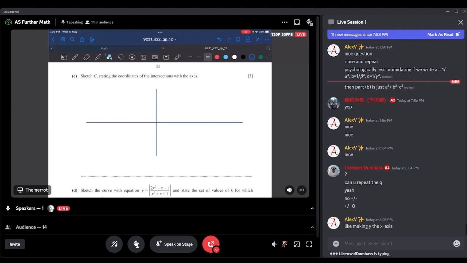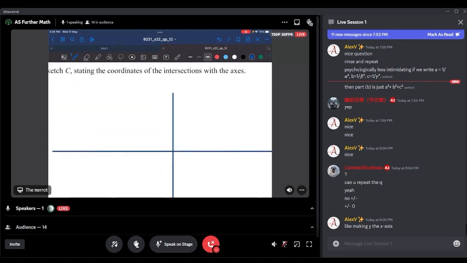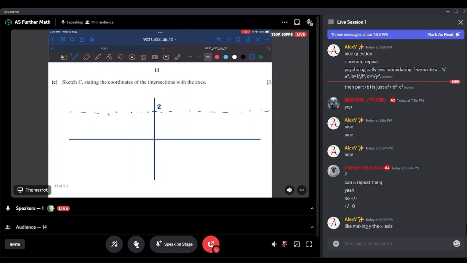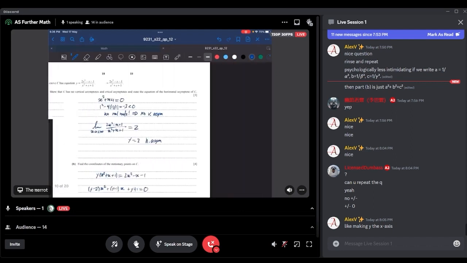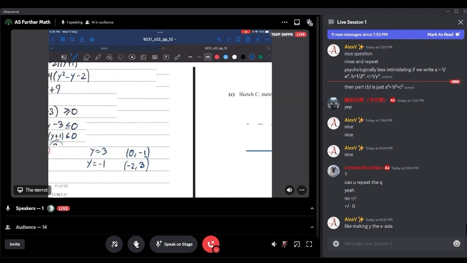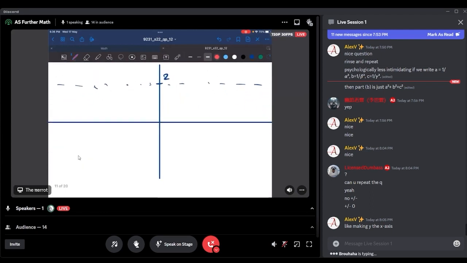And now let's use all the information we have all this time. First, we know that there's a horizontal asymptote at y is equal to 2. So let's say this is 2, and say this is the line, like that. So that's a horizontal asymptote. There are no vertical asymptotes, so that's fine. But we know that there are two stationary points: 0, -1, and -2, 3. So if this is 2, then this is -1.